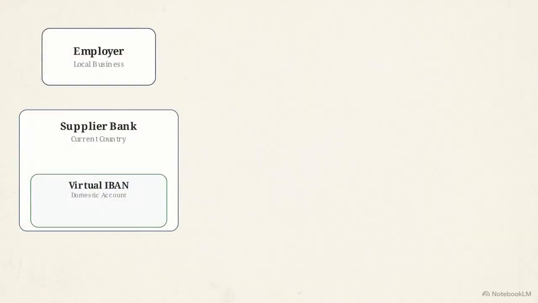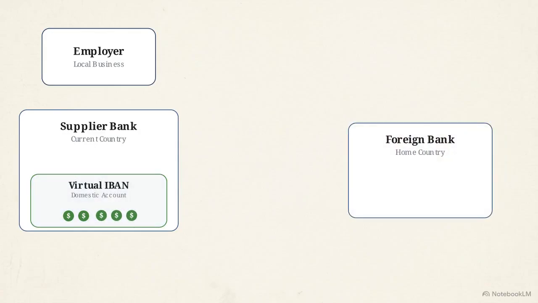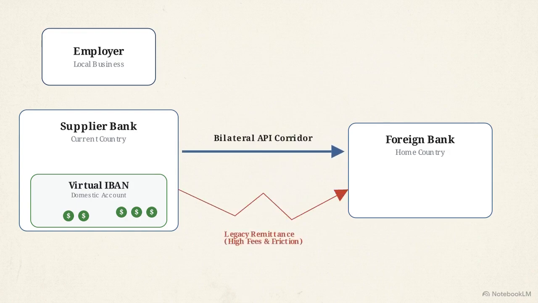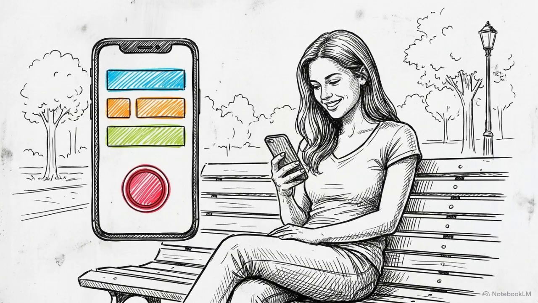In a migrant worker use case, this domestic virtual IBAN can receive funds via local payroll rails. When the worker transfers a portion of that salary back to their home country, it flows through the bilateral API corridor, bypassing third-party remittance operators. The end user experiences a fully localized interface, while the underlying architecture manages the cross-jurisdictional settlements in the background.